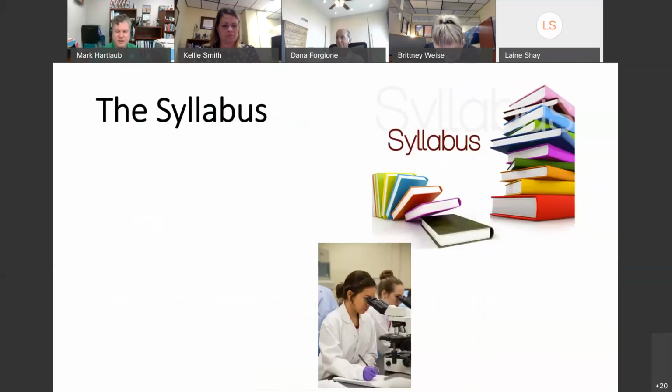Okay, so the syllabus, the big one. The syllabus is a contract. That's how you should really treat the syllabus, as a contract. It's a contract between you and the students. And it really says, this is what I will do and this is what you will do. And students can't complain unless you change the syllabus. So you have to be very, very careful about changing the syllabus.